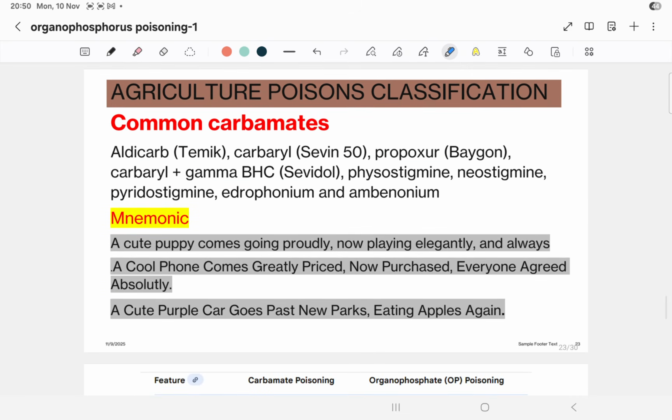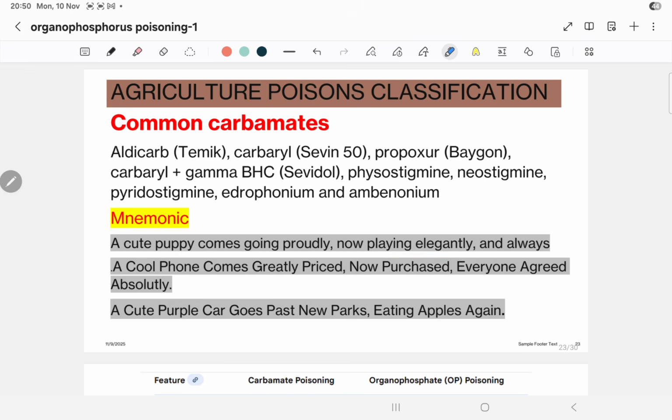Common carbamates. Cute puppy comes going proudly, now playing elegantly and always. I don't know what sort of mnemonic this is, but you can remember this if you want to, or you remember half of it. You remember this much: a cute puppy comes going proudly, or a cute puppy now playing elegantly. Whatever you can remember.